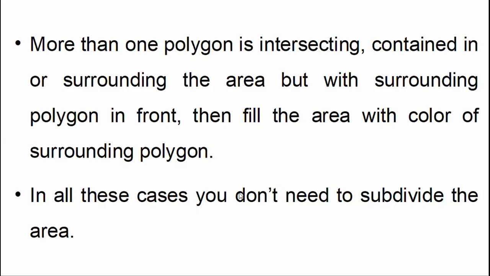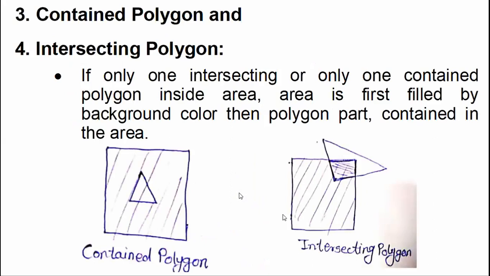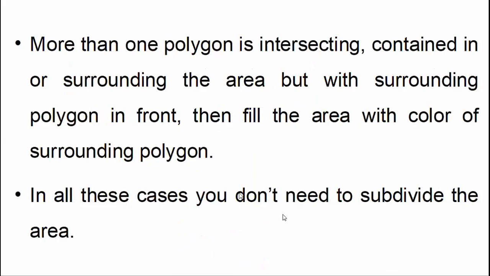Now, surrounding means what we have already seen here. This was the surrounding polygon, where the whole area is surrounded by the polygon, right? So suppose an intersecting polygon is there, a contained polygon is there, and one surrounding polygon is there. But what is the case given here? The condition is given that the surrounding polygon is in front. So in that case, the area will be filled in with the color of the surrounding polygon. Do you agree? Now, in all these cases, you don't need to subdivide the area.